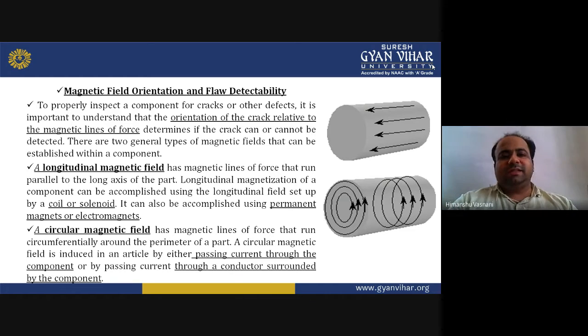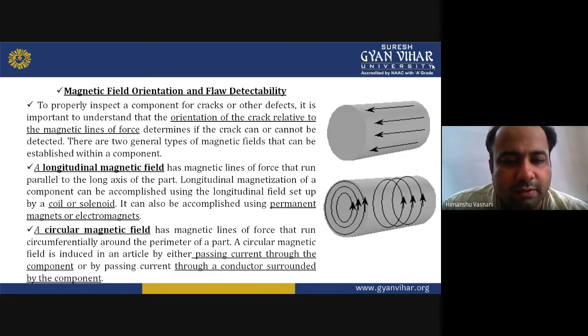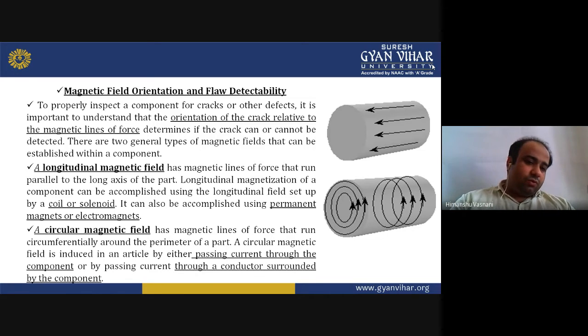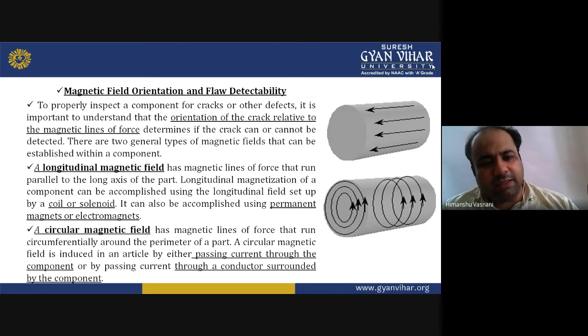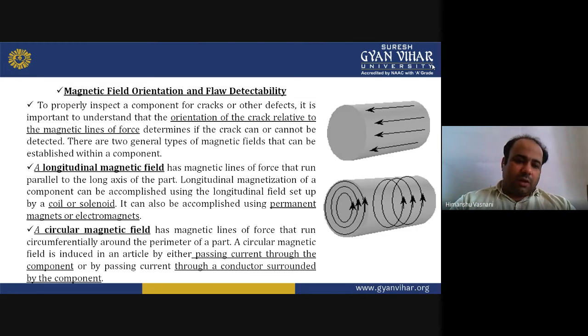And if you talk about the second type, the circular magnetic field, it has magnetic lines of force that run circumferentially around the perimeter of a part. You can see in the diagram how these magnetic lines of force run circumferentially around the perimeter of the part. A circular magnetic field is induced in an article either by passing current through the component or by passing current through a conductor surrounded by the component.